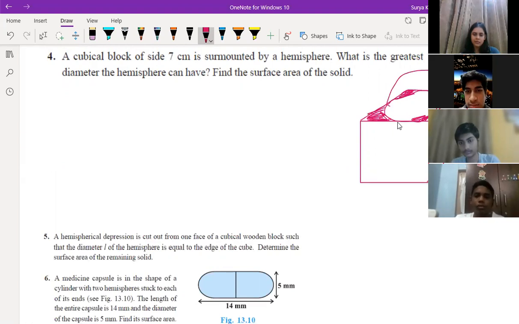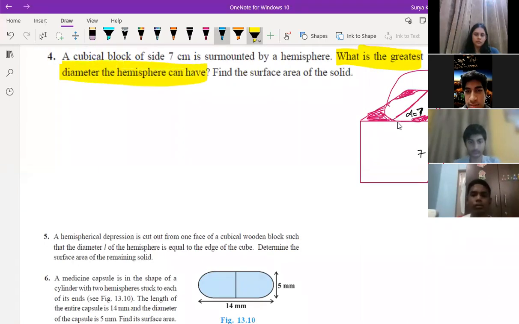Can you imagine this, children? The diameter of the hemisphere is the same as the side of the cube. This is 7 only. Diameter is 7, this side is also 7. Everything is 7 over here. So now we have to find what is the greatest diameter the hemisphere can have, and find the surface area of the solid. The first answer is what?